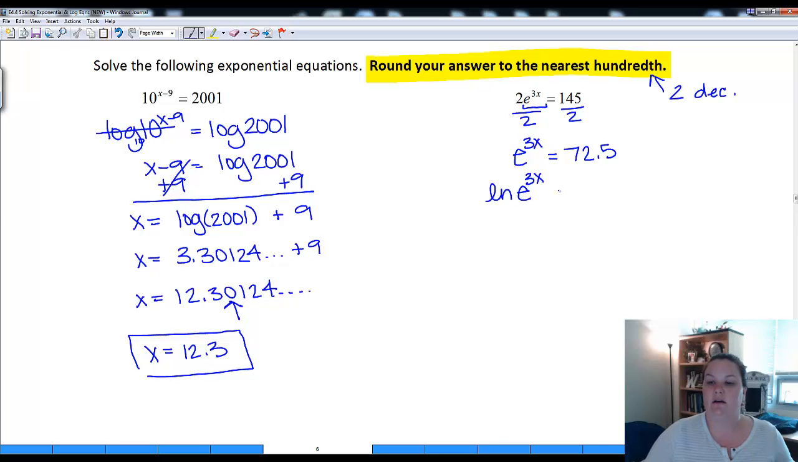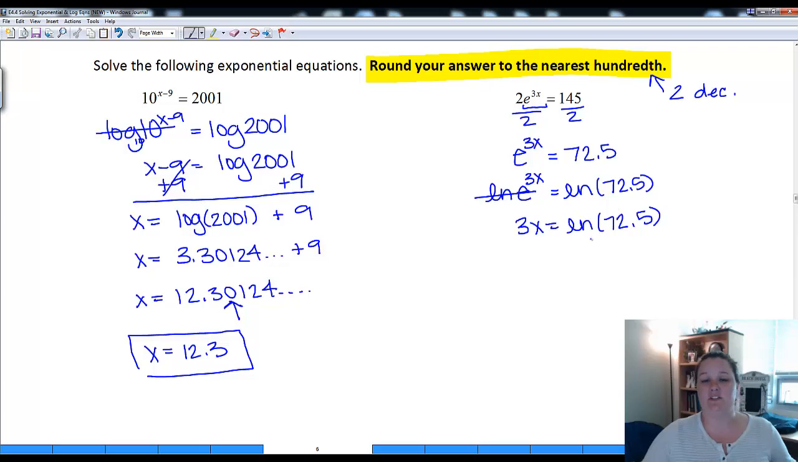So log base e of 3 to the x is equal to ln of 72.5. Okay, my ln and my e will cancel because they're inverses, which leaves me with 3x is equal to ln of 72.5. Now again, this ln of 72.5 is something I'm going to do in my calculator in just a minute, but I'm going to go ahead and isolate x by getting rid of that 3 by dividing.